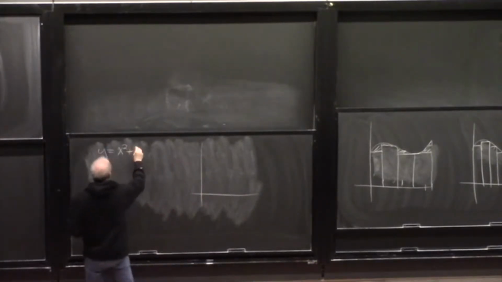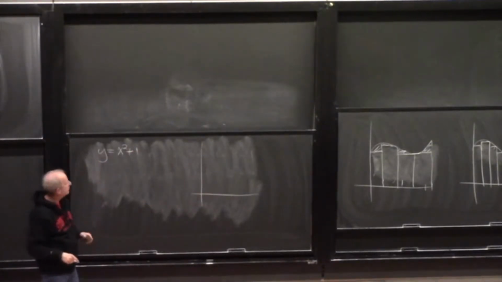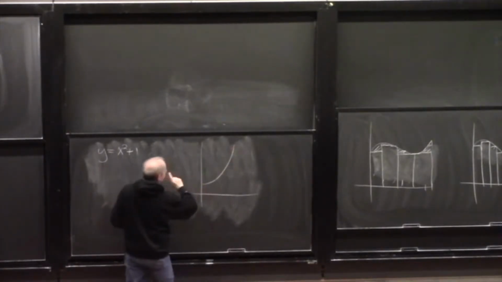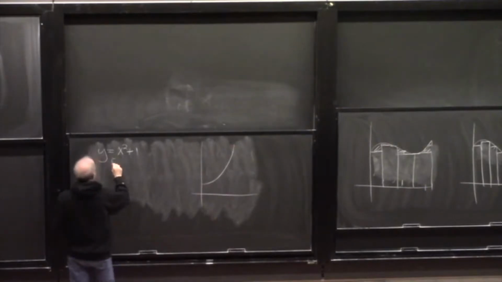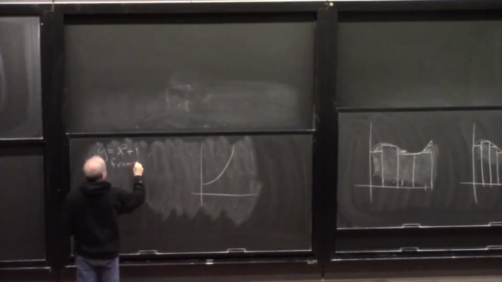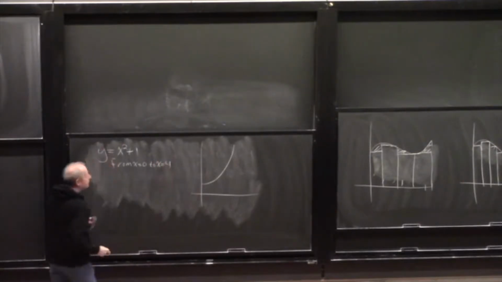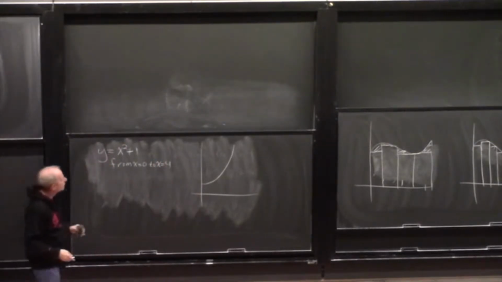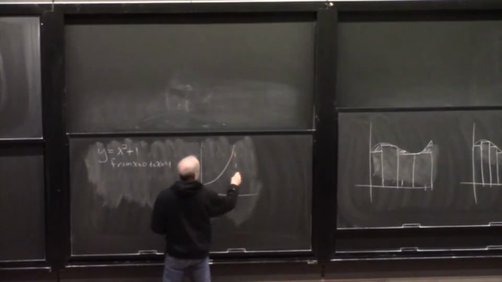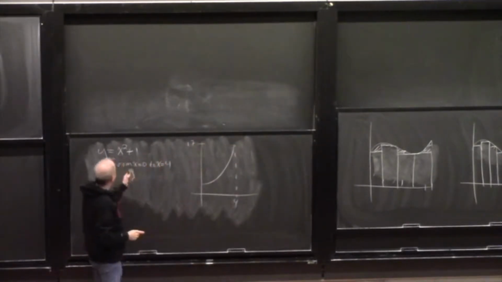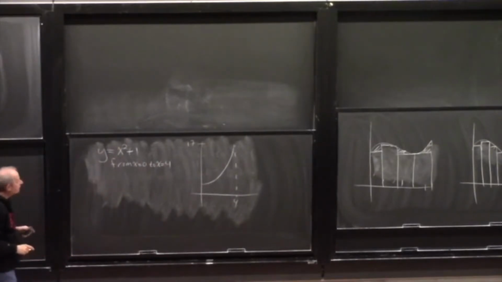Let's do x squared plus 1. Sorry, that won't affect your notes. Under x squared plus 1. So the x squared plus 1 parabola looks like this. We're only going to do it in the first quadrant, from x equals 0 to x equals 4. So that's 4, and by the way, that's 17 because 16 plus 1.